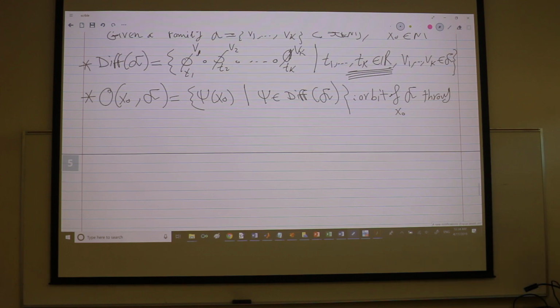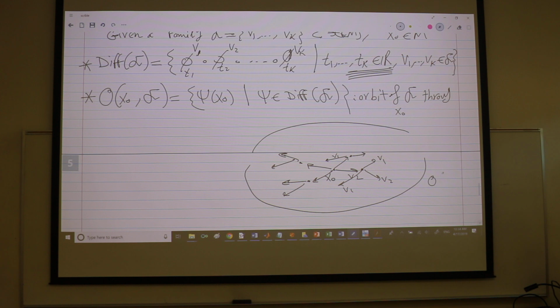So here is x0. Say you have two vector fields, V1 and V2. Or the other way around, because we have the reverse, right? These are the points that you reach. Again, at each point, I can flow along V1 and V2 again, and V1 back, and so on. At any point, you have two branches, and the collection of all these points, they look ugly, but this is the orbit. This is the orbit of F through x0, okay?